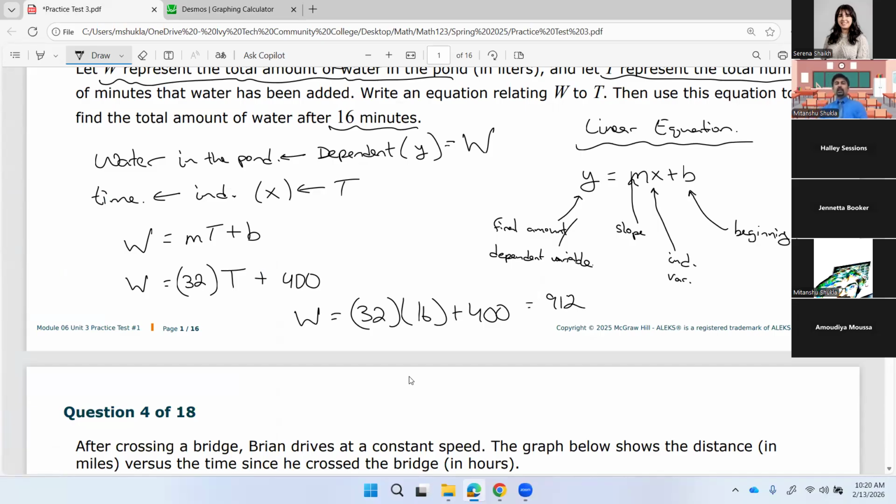Okay, and this is 912 what? Monkeys, bananas, horses, zebras? What am I doing? What does that represent? Liters. Liters of water, right? Numbers are meaningless unless I give them meaning.